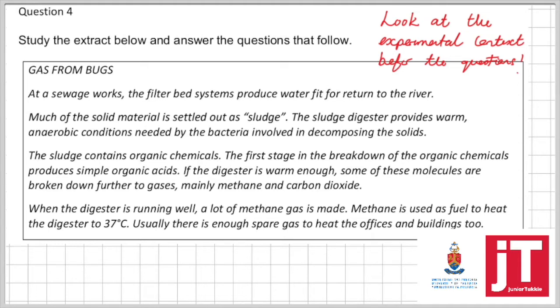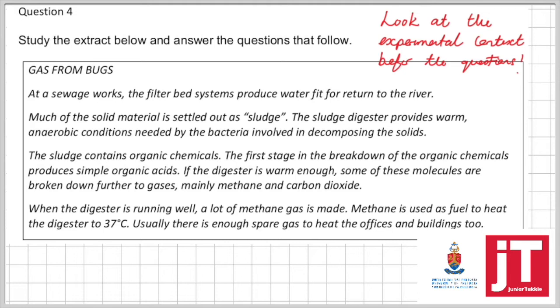The sludge contains organic chemicals. Right, organic chemicals. That's important for us. The first stage in the breakdown of organic chemicals produces simple organic acids. There's a product to that chemical reaction. Anyway, if the digester is warm enough, some of these molecules are broken down further into gases, mainly methane and carbon dioxide. Now, what do you think's breaking these substances down? If we refer back to the context we've been given.